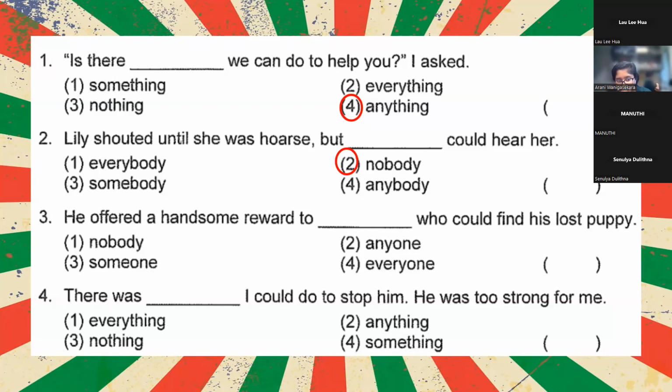Everyone. Okay. So the answer is anyone. So the answer is he offered a handsome reward to anyone who could find his lost puppy. Okay. Why is it not nobody?